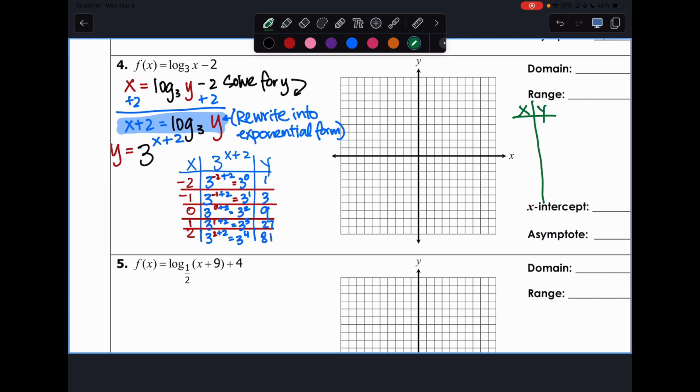What are my x values? 1, 3, 9, 27, and 81. My y values are -2, -1, 0, 1, and 2, respectively. Okay, so 1, -2. 3, -1. 9, 0.